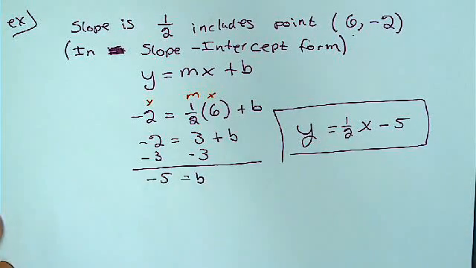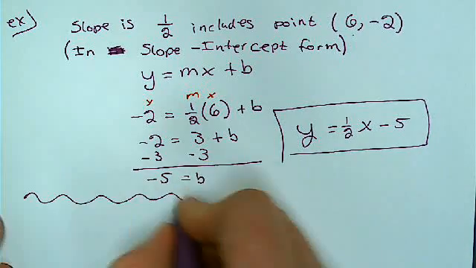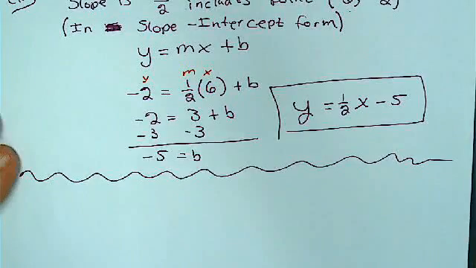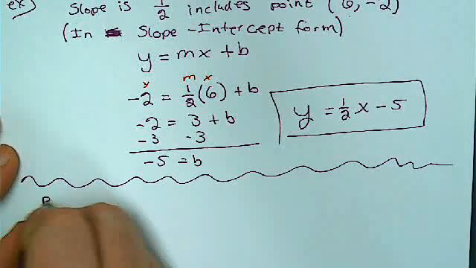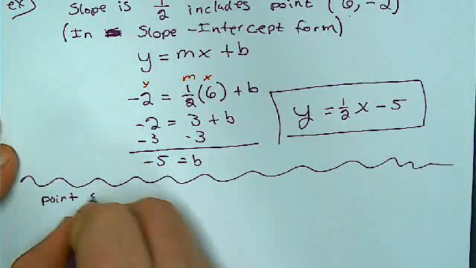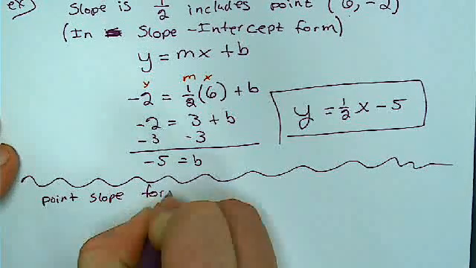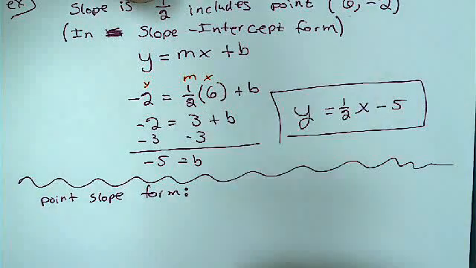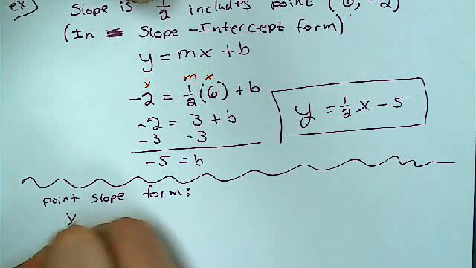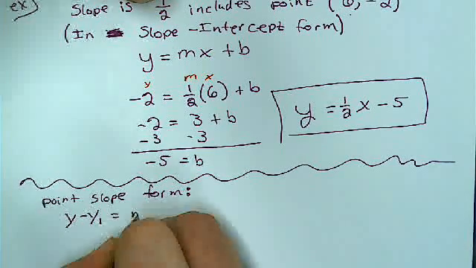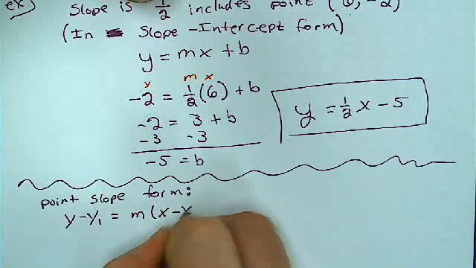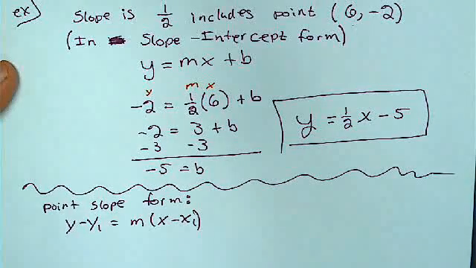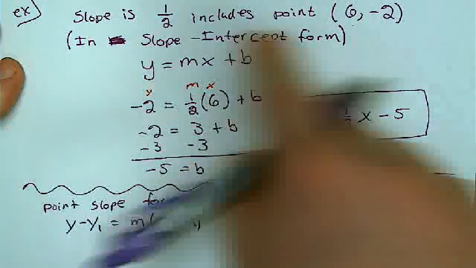Sure. Now, one other way of approaching this, and I only mention it with some hesitation, but I'll go ahead and review it, is we've talked about point-slope form. So that means I take the slope, which is a half, in y minus y1 equals m times x minus x1. I can plug this information in and get my equation.